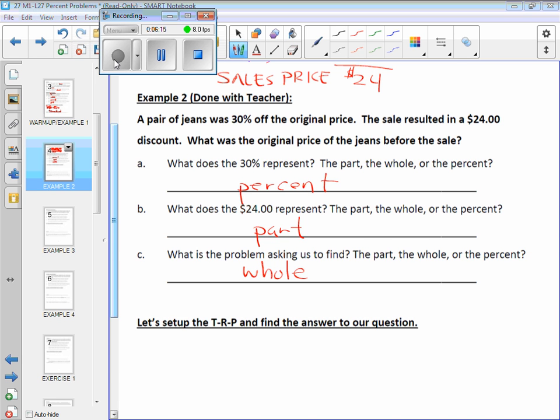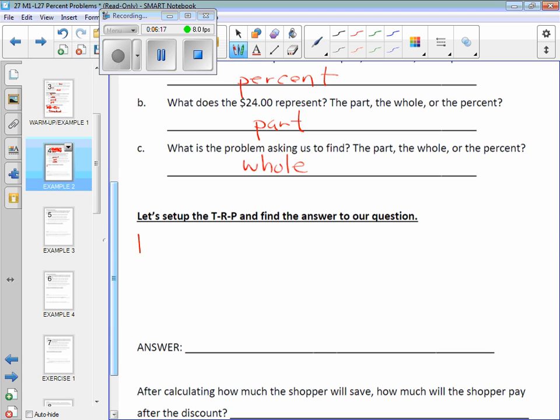Okay. Set it up as your TRP. I need you to leave a lot of room on the right because I'm going to show you something afterwards. All right, where does the 24 go? Top or bottom? Right, because that's the part. Trying to find the whole. We'll leave that blank for now. What's the second ratio, Ryan Rousseau? 30/100. You got it.